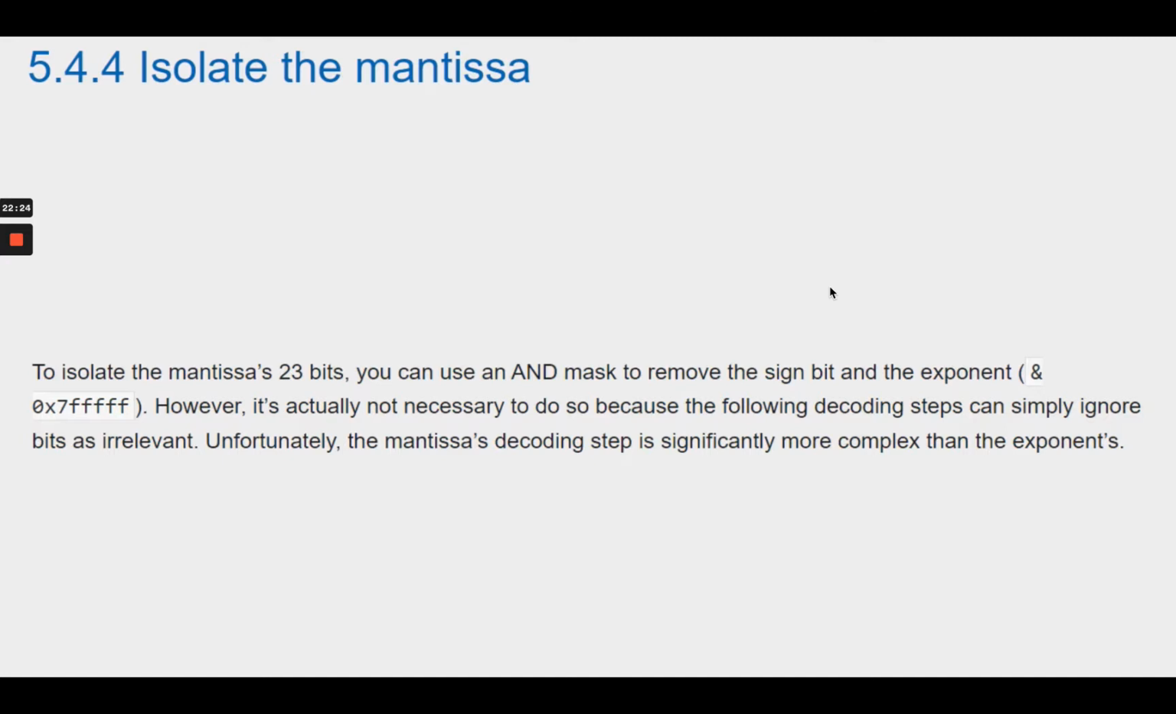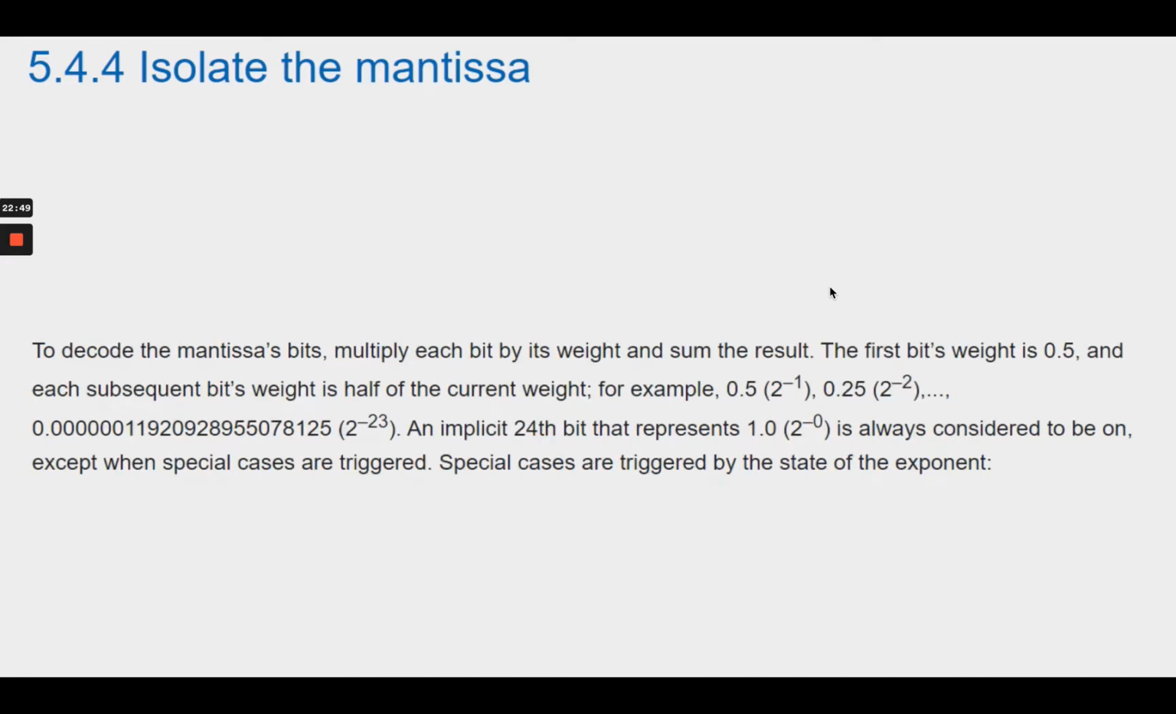Section 5.4.4, Isolate the mantissa. To isolate the mantissa's 23 bits, you can use an AND mask to remove the sign bit and the exponent, & 0x7FFFFF. However, it's actually not necessary to do so because the following decoding steps can simply ignore bits as irrelevant. Unfortunately, the mantissa's decoding step is significantly more complex than the exponent's.